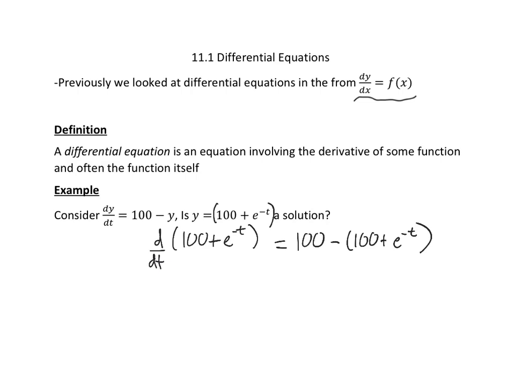Well, the derivative of 100 would be 0. And then using the chain rule, you have an inside function, negative t. The derivative of e to the negative t would actually be negative e to the negative t. Then on this side, 100 minus 100 also gives you 0. And then distributing that negative sign, minus e to the negative t. So we get negative e to the negative t equals negative e to the negative t. Indeed, those two things are equal because they're the same. So this is a solution.